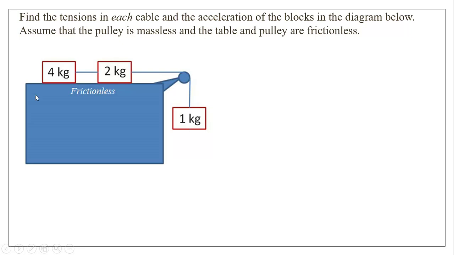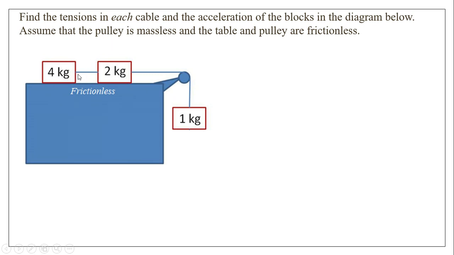So in this particular video, we have a system of hanging blocks here. We have 3 blocks: 4 kilograms, 2 kilograms, and 1 kilogram. The 1 kilogram is hanging in the air there, and it says that the system here is frictionless. It wants us to find the tension in each cable.